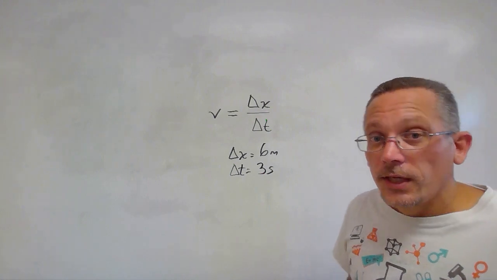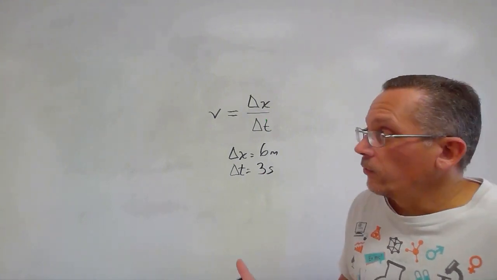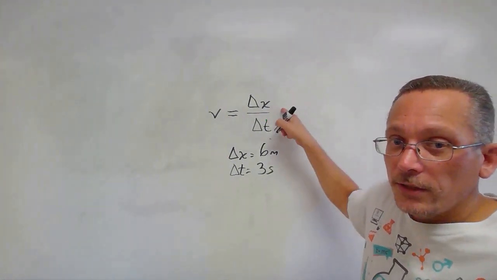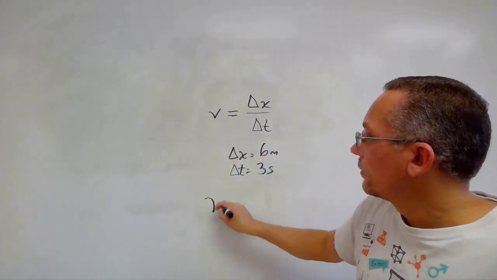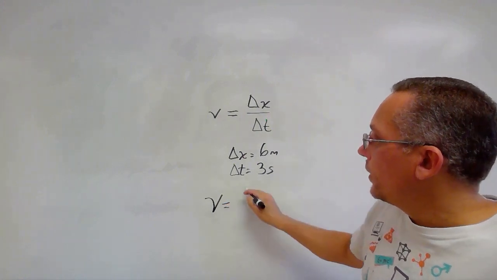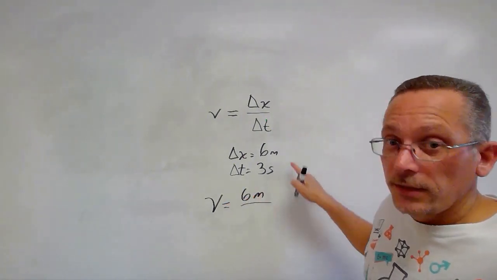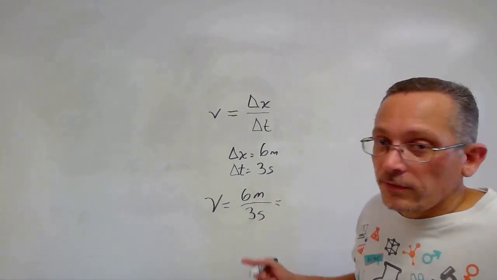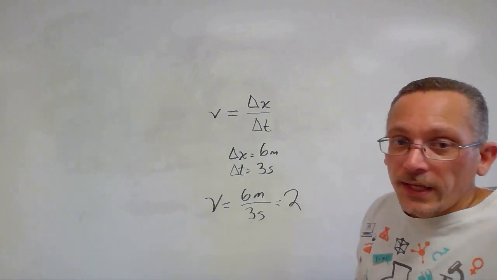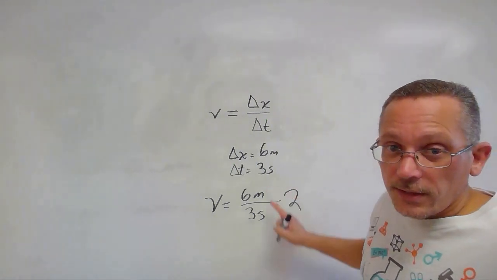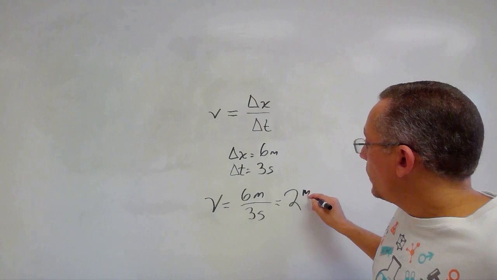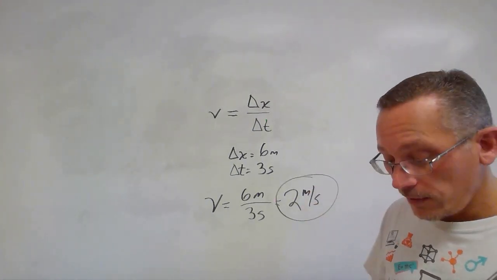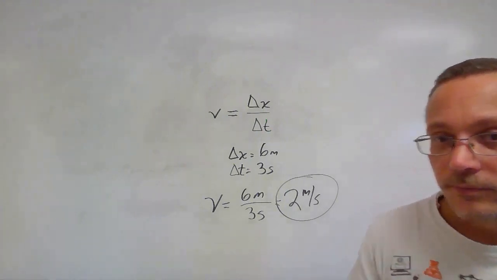3 seconds. Can I tell how fast the ball is moving without making a graph? I sure can. I just put these numbers into the equation. So the velocity, delta x is 6 meters, delta t is 3 seconds. And then we just divide them. So 6 divided by 3 is 2. And what are my units? I've got meters on top and seconds on bottom. That's meters per second. So I can calculate the velocity of an object without making a graph.